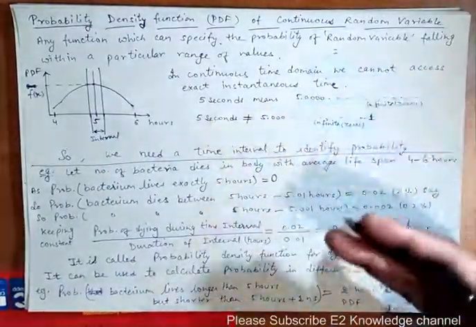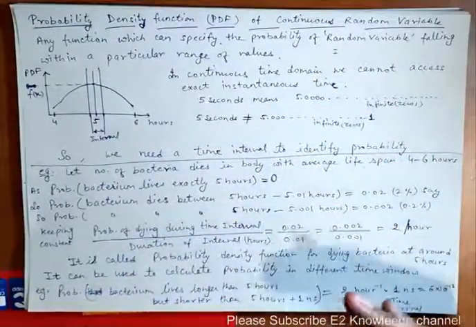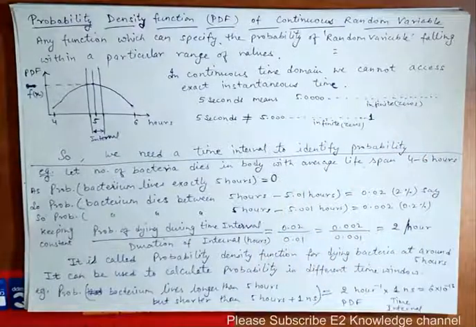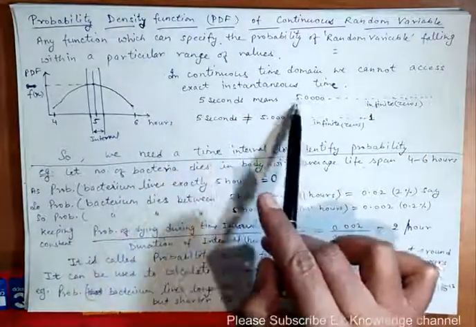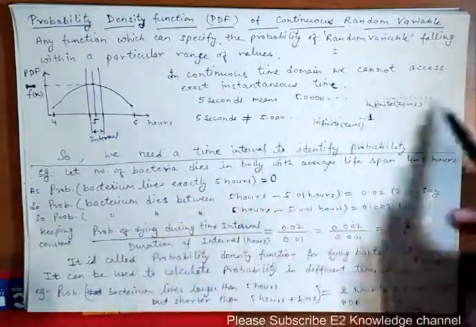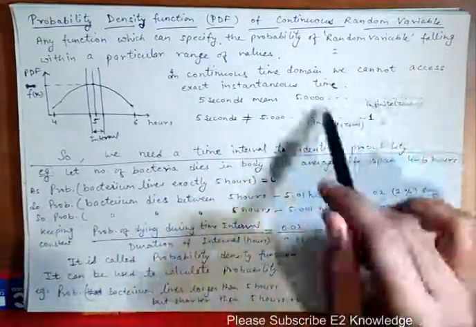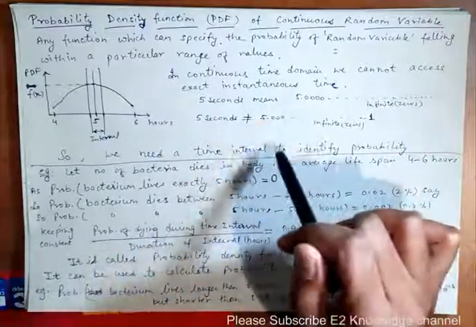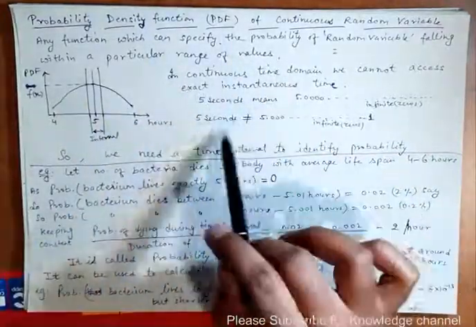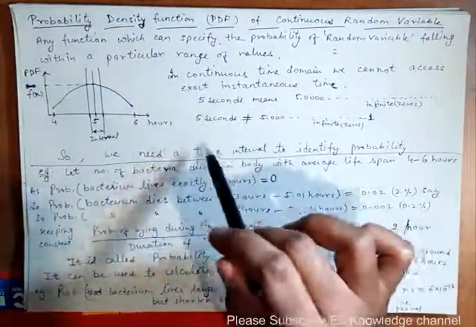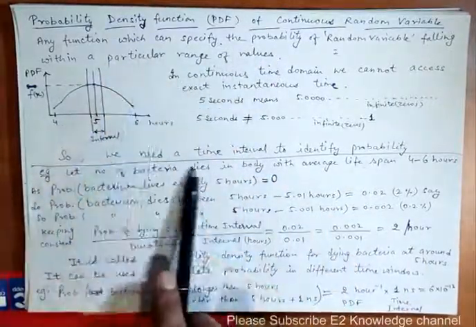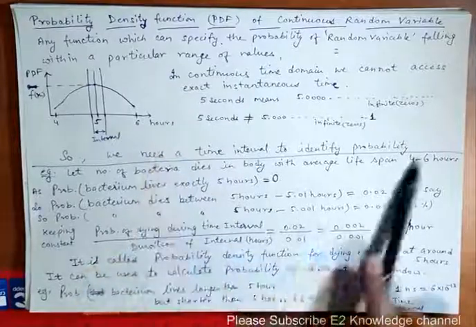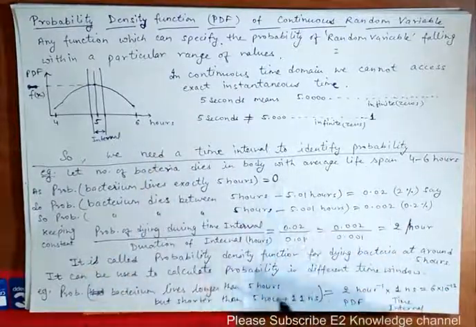It may be 1 mm plus something or 1 mm minus something, but it is not exactly 1 mm at any time. For example, 5 seconds means 5 point infinite zeros, so it cannot actually be calculated. So exact time, exact measurement is not possible. That's why we use the range of interval. That is why we need a time interval to identify the probability, not the exact time.